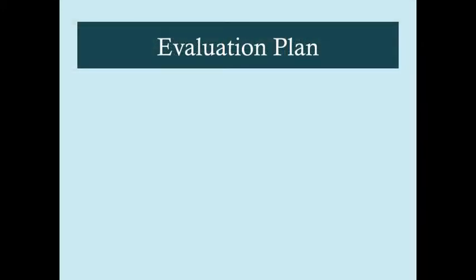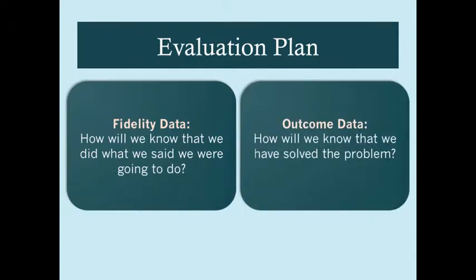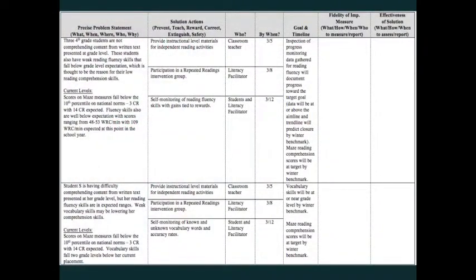Our next step is going to identify our evaluation plan, knowing that we need two sources of data. First of all, we need fidelity data that will answer the question of how will we know that we did what we said we were going to be doing. We'll also need outcome data so we can compare our current levels against our goal, so we can answer the question of did we solve the problem. Once we identify those data sources, we're going to enter them again into our TIPS meeting minutes form.